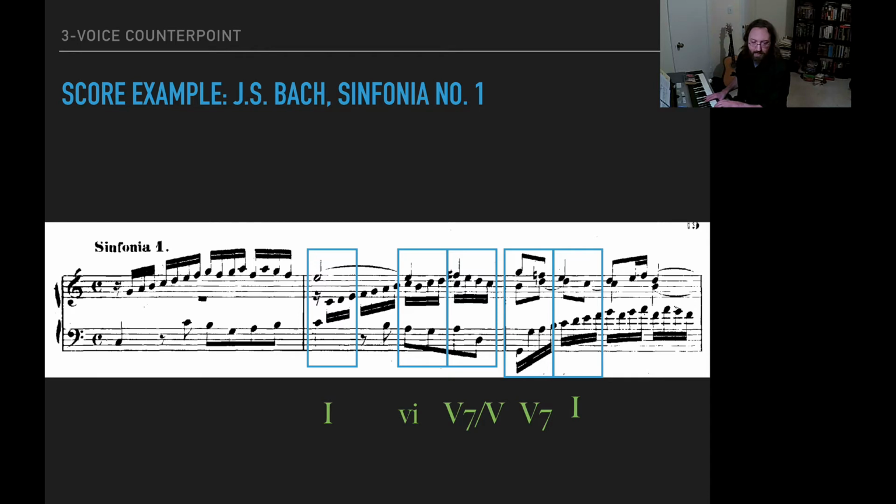So here's what we have. First a 1 chord, some passing motion going to 6, and then 5-7 of 5, then to a 5-7 in the key, and then a 1 chord. Now that we have those, I'm going to add in the passing and neighbor and suspension, all those non-chord tones.